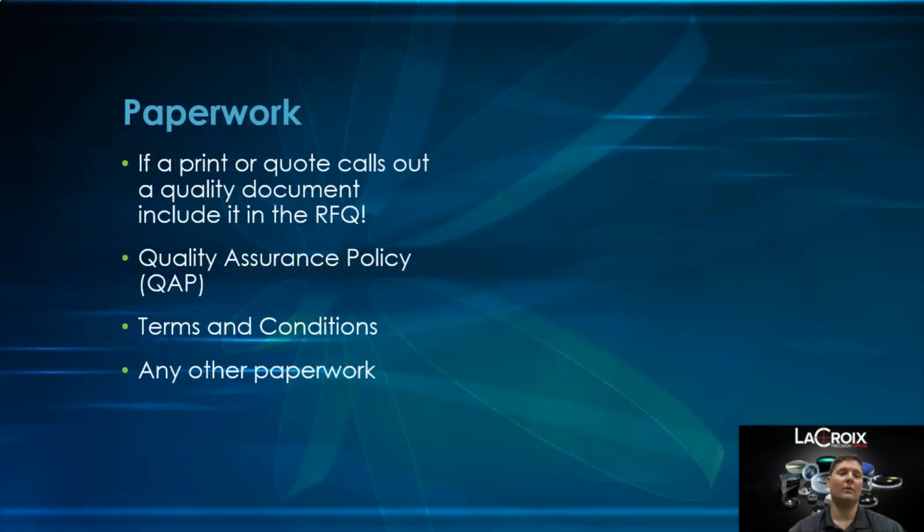Paperwork. We need to know if there is a quality document that's called out on the print or in the quote. We need to have that so we can read through it before we quote the optic. A lot of times what happens is there's a document required or called out, but we don't actually see it until an order shows up, and it may be completely different than what we originally anticipated. So ideally we would know that information up front, as well as any terms and conditions or any other paperwork.